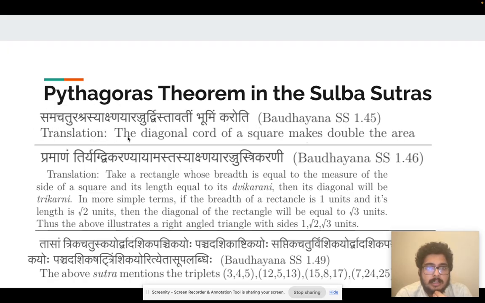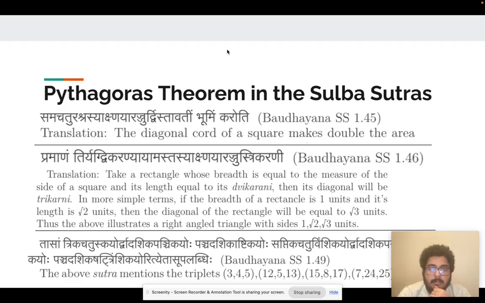and the translation is: the diagonal chord of a square makes double the area. So basically, if you have an isosceles triangle with one side of length L and the other of length L, then the diagonal will be square root 2 L. Basically, L square plus L square, the root of that, the root of 2L square, that is root 2 L. If you make a square on the diagonal, the square will have side length of root 2 L. The diagonal chord of a square makes double the area.